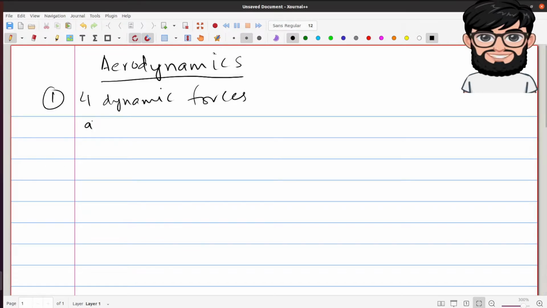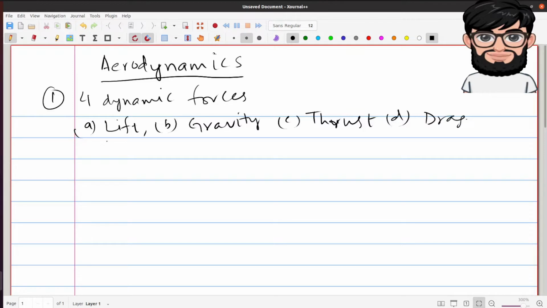So those famous four forces are lift. The second one is gravity. Then we have thrust, and last we have the drag. So the lift is going to be the upward acting force. The gravity is going to be the downward acting force. Thrust is going to be the forward force, and the drag is going to be the counter force for the thrust, which is going to be the backward force.